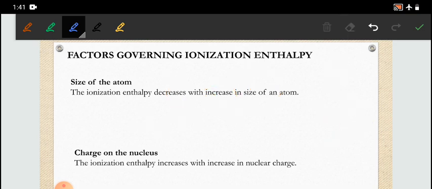Okay, so second one is charge on nucleus. If charge on nucleus is increased, then we have to give an extra amount of energy. So ionization energy basically increases. Ionization energy or enthalpy increases with increase in nuclear charge, because we will require a greater amount of energy in case we want to lose an electron from a particular atom.